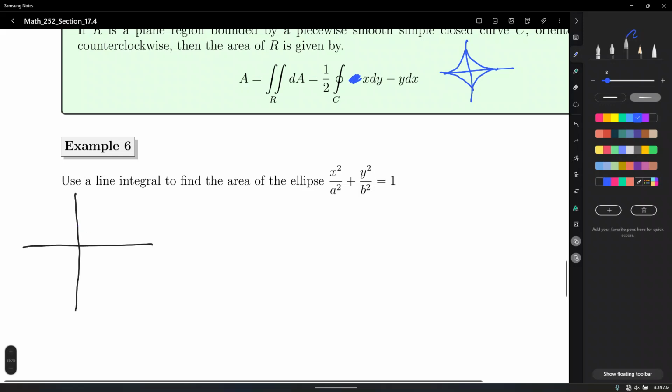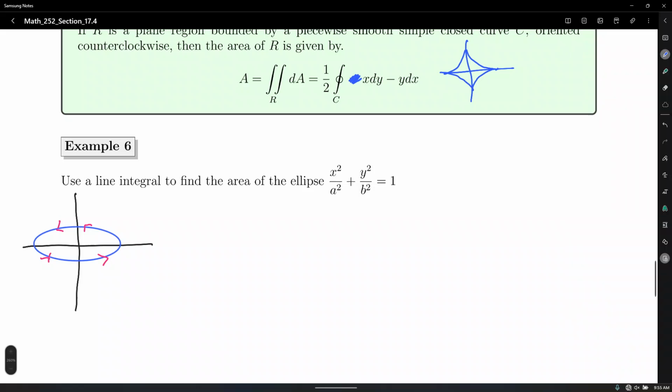The ellipse, which is going to look like this. And let's orient this clockwise. All right. Well, we need to find a parameterization of the ellipse, because if we are to evaluate a line integral, we need a parametric form of the ellipse.